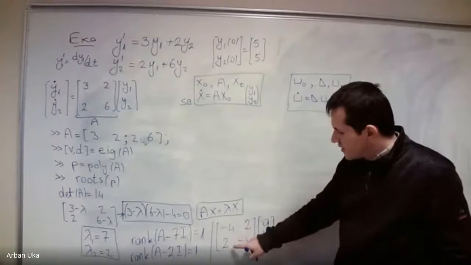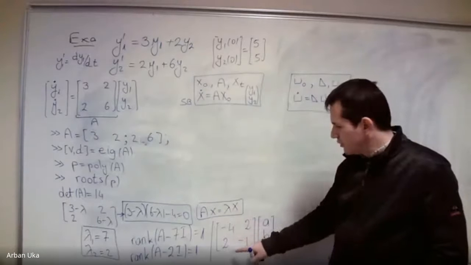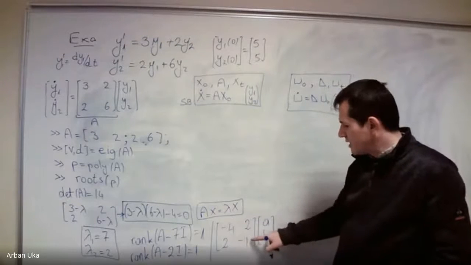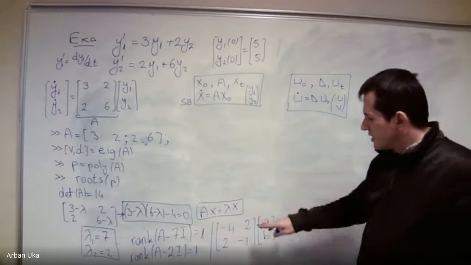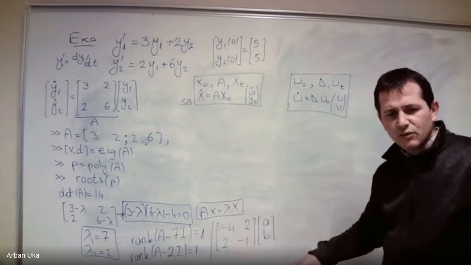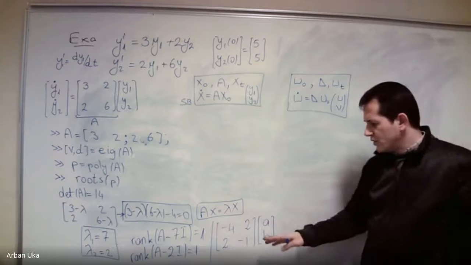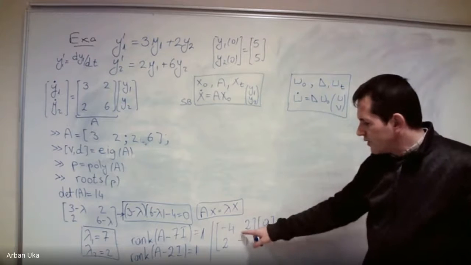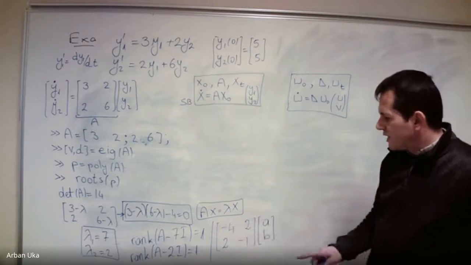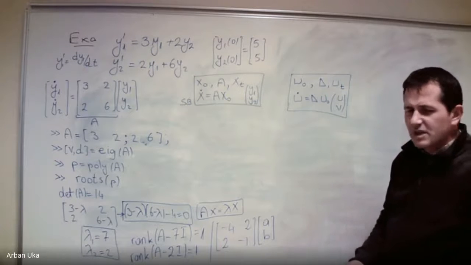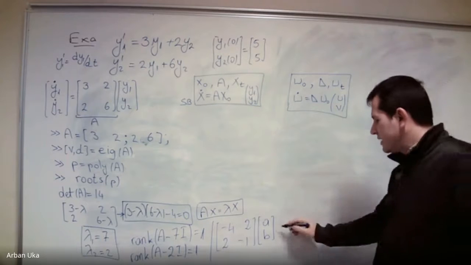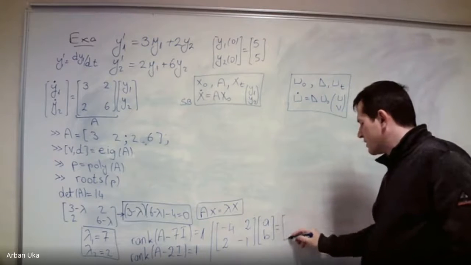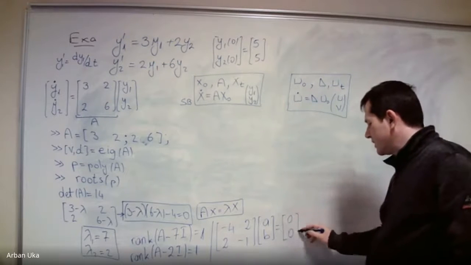Yes. Because if we multiply the second row by minus 2, we get 2 times minus 2, minus 4, and minus 1 times minus 2, 2. So they are linearly dependent, which means that one of them is the other one times a constant. So it is clear that the rank of this matrix is 1. If the rank of this matrix is 1, that means that we can extract only one equation in order to find A and B. And let's not forget that this is equal to 0, 0, right?